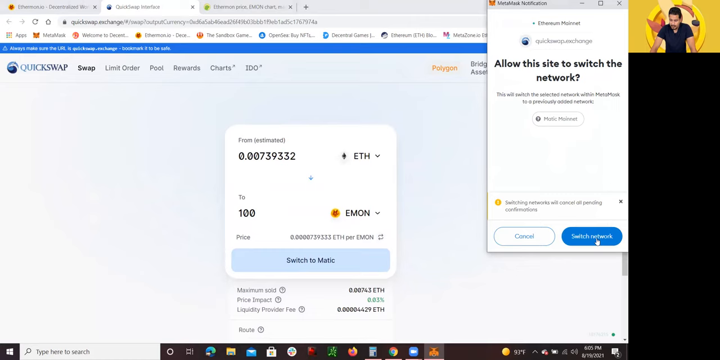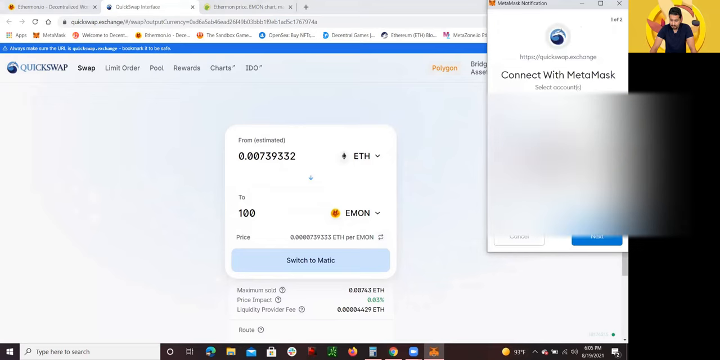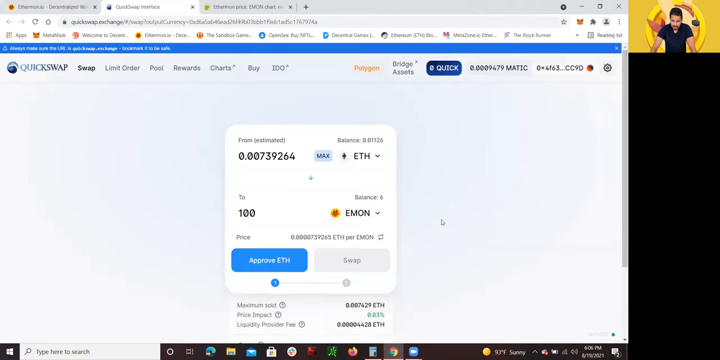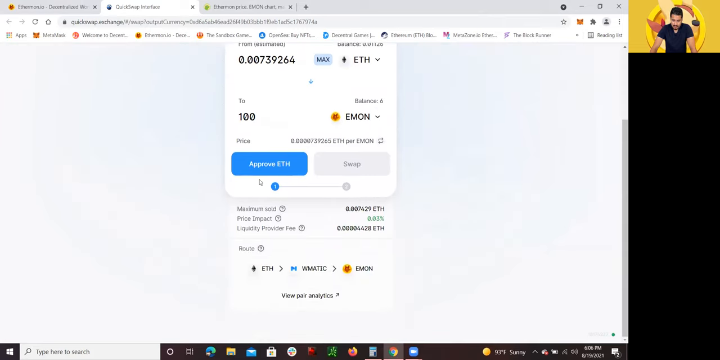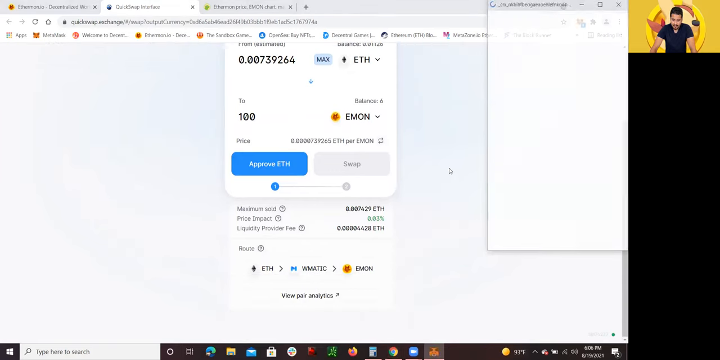Yep. Switch network to Matic. See, Matic mainnet. I'm gonna switch network. And there it is. I'm gonna click next. Press connect. So 0.0 on the network. Okay. And I'm gonna approve. Yep, I have enough. I have 0.01126. I'm gonna approve Ether.